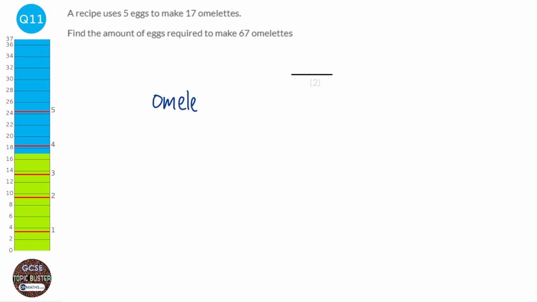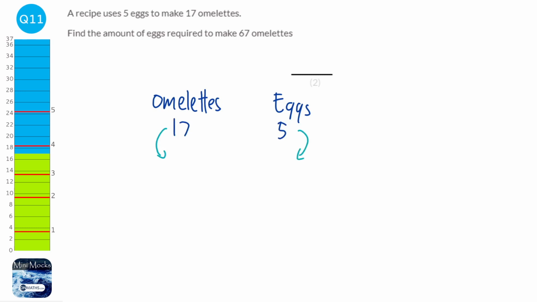So we're going to track the amount of eggs to make each amount of omelette. So 5 eggs makes 17 omelettes. And we're just going to find out how many eggs are required to make 1 omelette. So we divide both sides by 17. And so 1 omelette would be 0.294 and so on eggs.